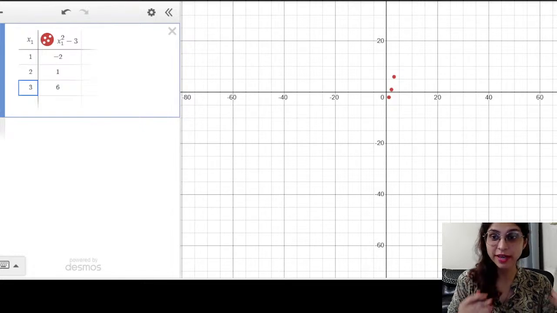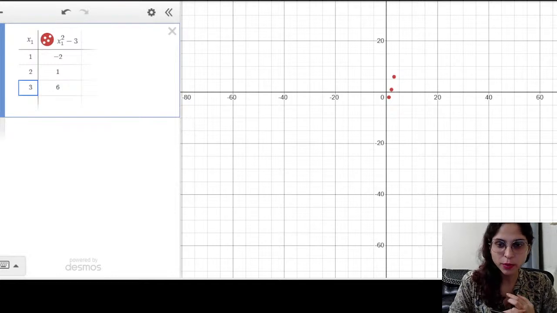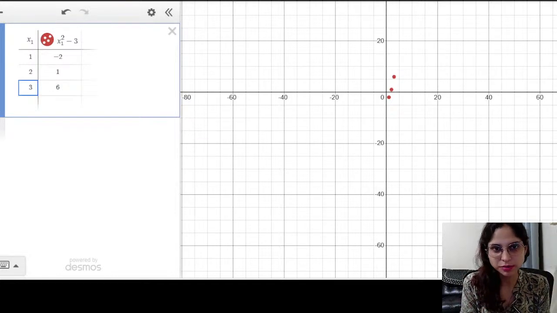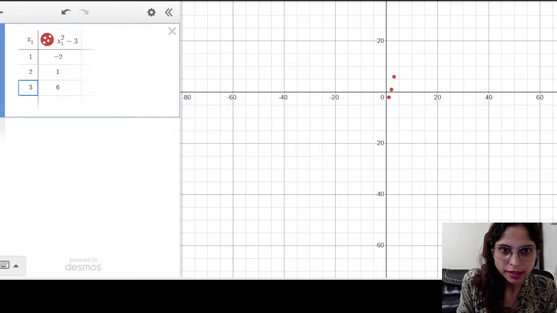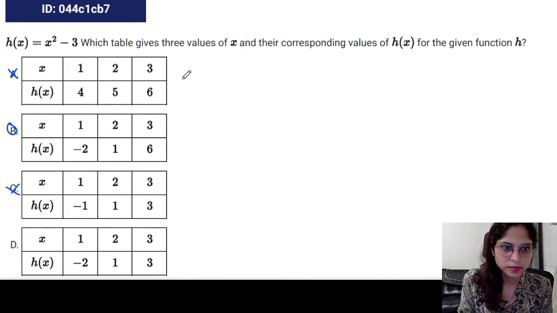This is a very good hack in Desmos, where if the h of x or f of x equation is given to you, you can directly get the table. Alright. So you're getting negative 2, 1, 6. That's my answer. And if I go here, negative 1, 2, negative 2, 1, 6 is over here. So option B is again my answer.